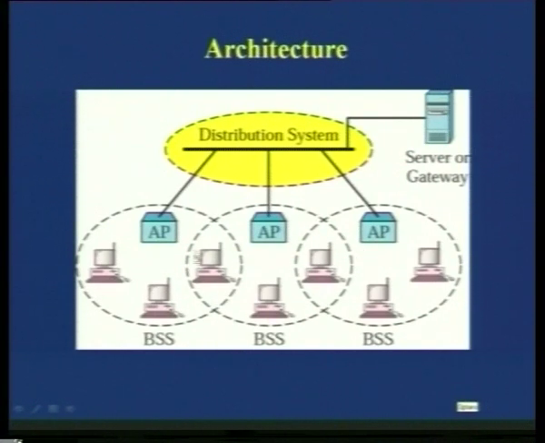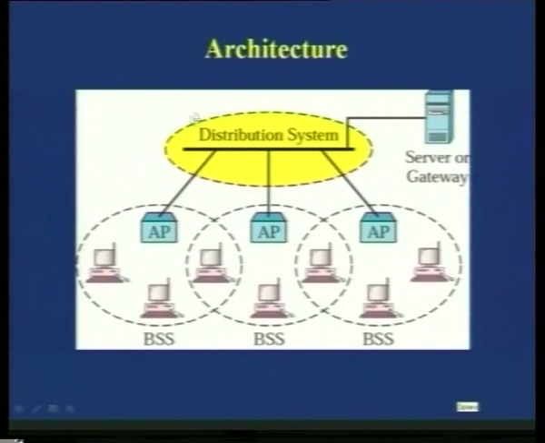So, you have the entire wireless range divided into multiple basic service sets, which are connected by means of an access point. All the nodes which come within a BSS would be within the range of an access point. So, they would all talk to the access points, and these access points in turn are connected by means of a distribution system, which in turn could be connected to a server or a gateway and to the internet. So, this basically is the architecture of an 802.11 wireless network.